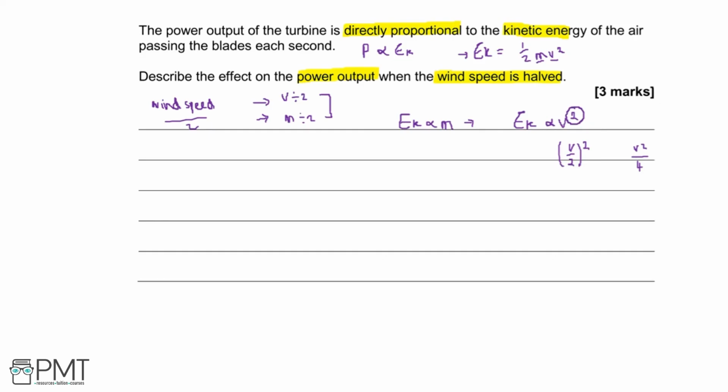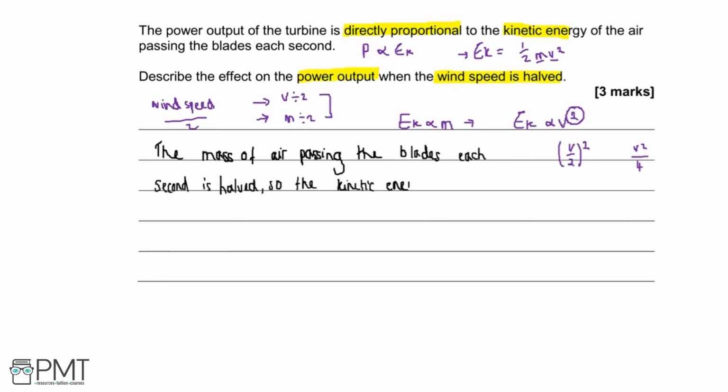So to get the first 2 marks, we need to mention the effect of the changing velocity and the effect of the changing mass on the kinetic energy. If we mention first the mass, we've worked out that the mass is halved, and because kinetic energy and mass are proportional, the kinetic energy also decreases by a factor of 2. We then need to talk about how the changing velocity impacts the kinetic energy of the air. Because our velocity is divided by 2, our kinetic energy will decrease by a factor of 2 squared, which is 4.